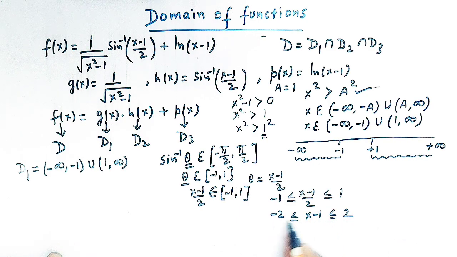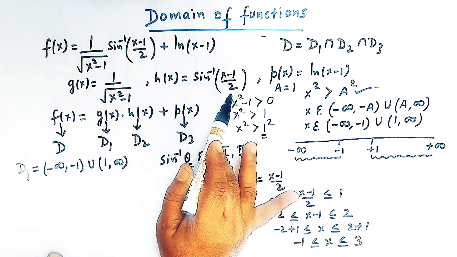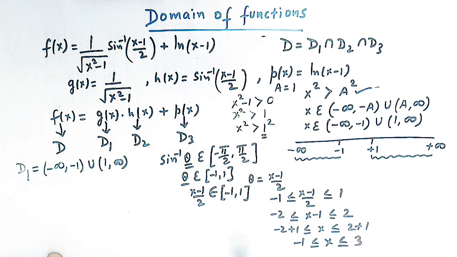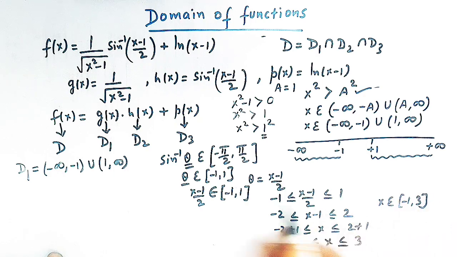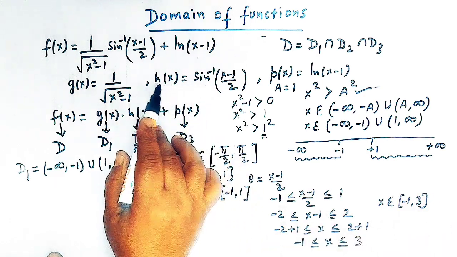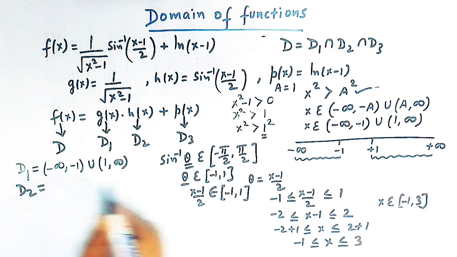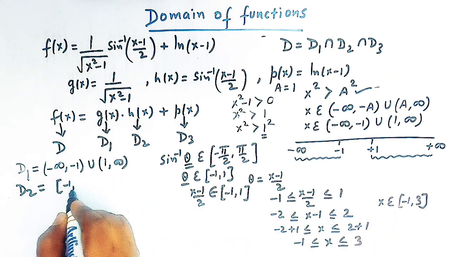Now let us add 1 throughout so that we can get rid of this negative 1. So we have minus 2 plus 1, here we have x, and here we have 2 plus 1. Minus 2 plus 1 is minus 1, and 2 plus 1 is 3. So sine inverse of (x minus 1) over 2 is valid for the values of x which belong to this interval, that is minus 1 to 3. So the domain of the function h of x is given by this interval, minus 1 to 3.